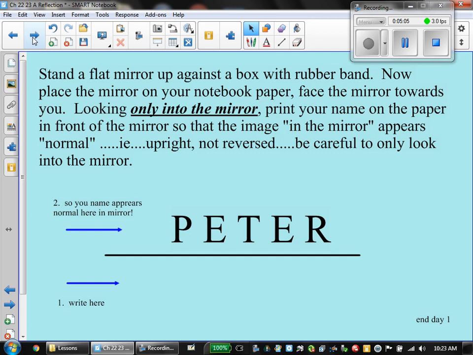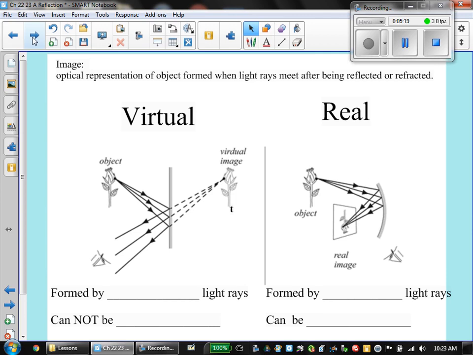There's an activity you may have done before. It's something I do in lab. You write your name on a piece of paper, you hold the mirror up, and you try to recreate the tracing. And we may do that in class, so if it's a little confusing, it's the old writing in a mirror trick. What I really want to talk about is the types of images.